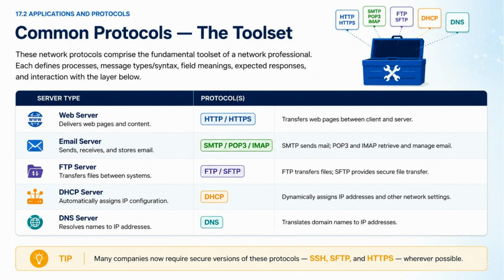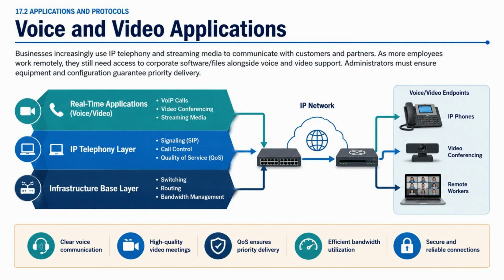SSH, SFTP, HTTPS. Businesses increasingly rely on IP telephony and streaming media, and remote employees need voice and video support alongside regular file and software access. Administrators have to ensure equipment and configuration guarantee priority delivery for this traffic, directly connecting back to the QoS discussion from slide 9.